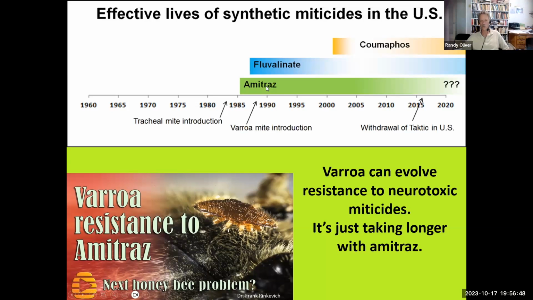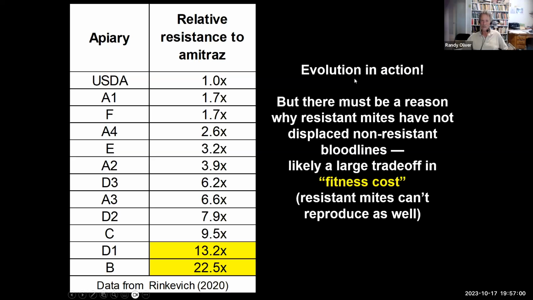So across the world right now, I just got back from Apimondia, talked to beekeepers from all around the world. Across the world, amitraz is failing big time right now. So don't count on amitraz working too much longer. And the thing with the synthetic miticides is that they work great until they don't, and then you're stuck.